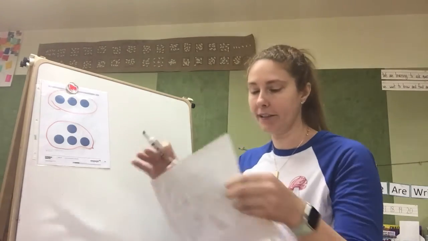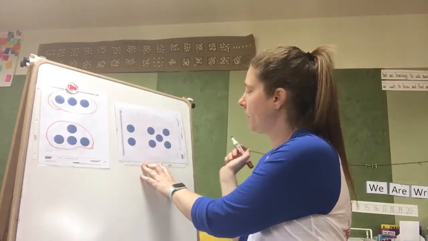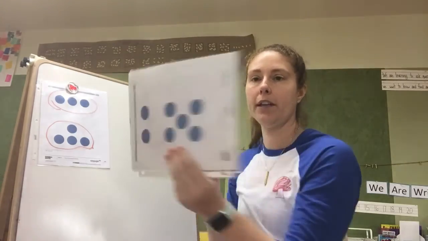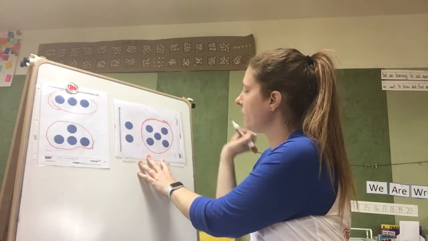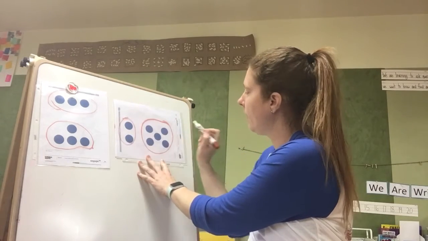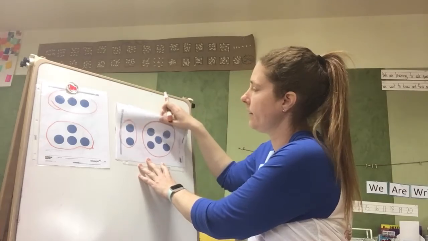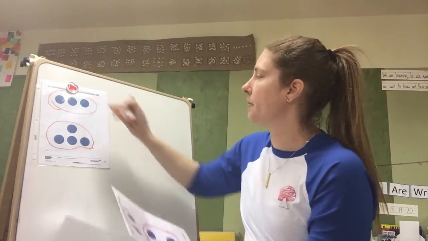And let's do our last one. Everybody look. What do you think? Miss Tracy's gonna do a group of 5 and a group of 2. 5 and 2 make 7. 4 and 3 make 7.